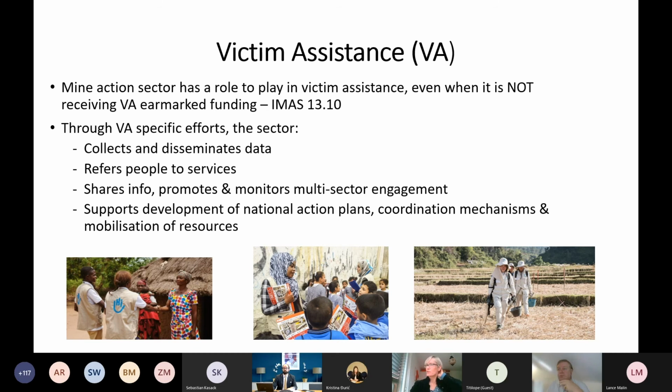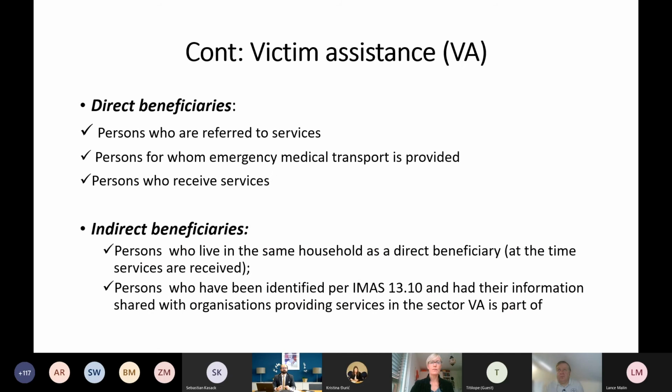This is just a quick introduction to IMAS 1310. Why? Because we decided, of course, now that we have this IMAS, that it made sense to also come up with a definition of the beneficiaries of these specific victim assistance efforts. Can I ask you to go to the next slide? Christina, can you move to the next slide? Thank you. So together we agreed that the beneficiaries of specific victim assistance efforts can be both direct and indirect.